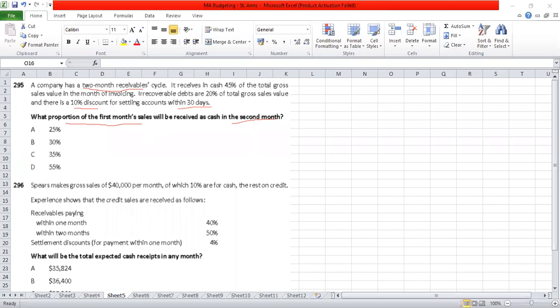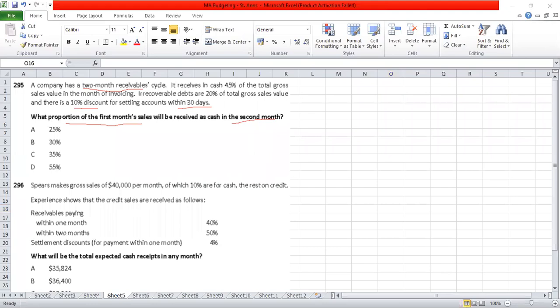So we can start off with an assumption that let sales be some X amount. We can start with 10,000, 100, or anything. For example, if we take sales to be $100, how much will be received in the same month? It says that it receives in cash 45% of the total gross sales value in the month of invoicing. So in the same month they will receive 100 into 45%.